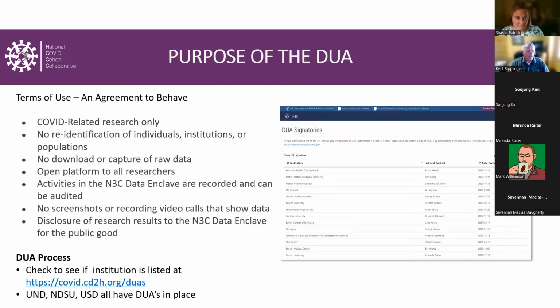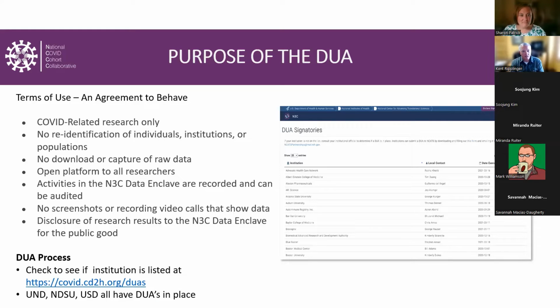And we do have another level of security listed here. Much of the activity you do within the Enclave is recorded and can be audited. So all those things you want to know up front. But they do actually want you to publish and attribute to the N3C. Plus, the results that you disclose to the N3C are for the public good.